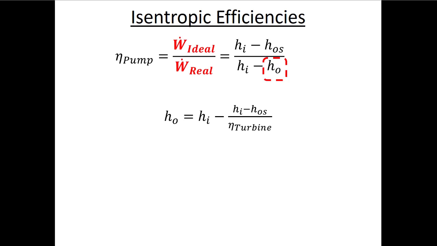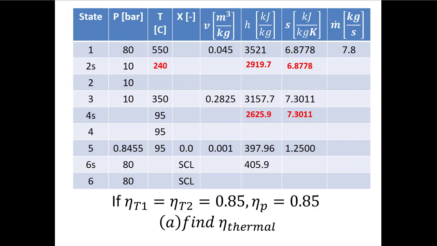Remember, this equation is a little different than with the turbines, because in this case the ratio is flipped over, with ideal on the top and real on the bottom. In this case, we didn't have to use the ideal pump equation. We were just given H6S. And if we were given H6S, then we can use it to find the real outlet enthalpy. So now I put this into my state table as well, and I see that now I know the specific enthalpy at the outlet of all the turbines and at the outlet of the pump.